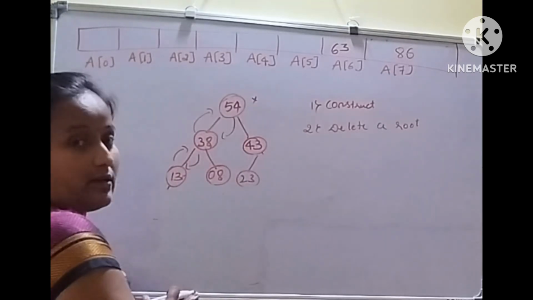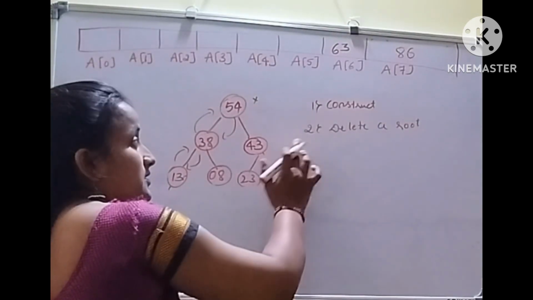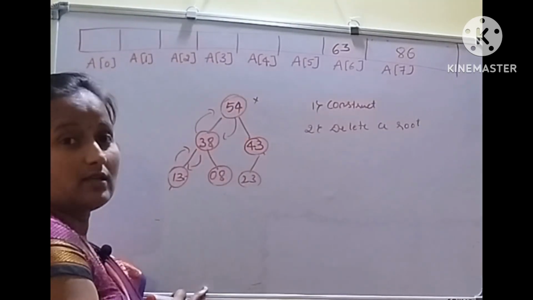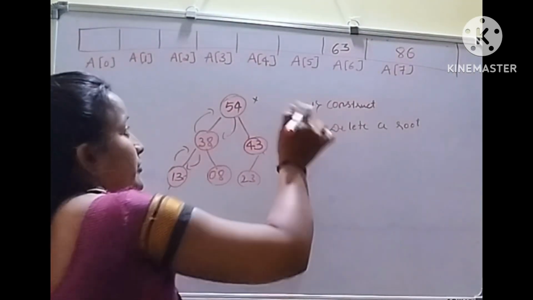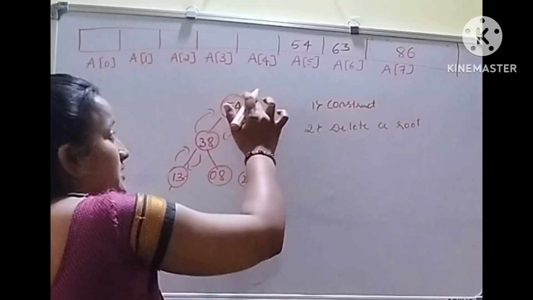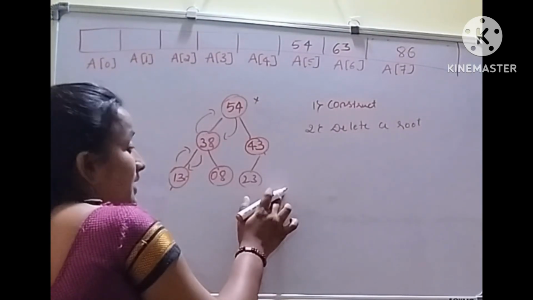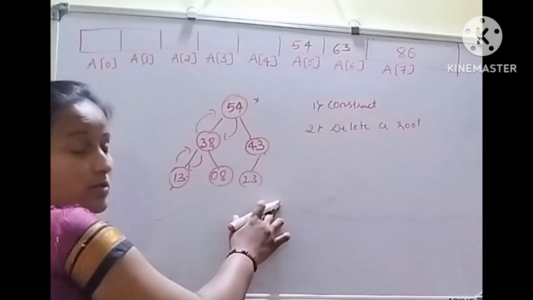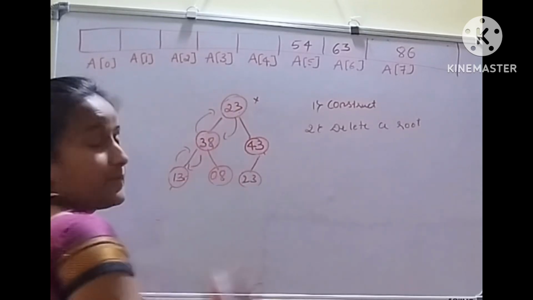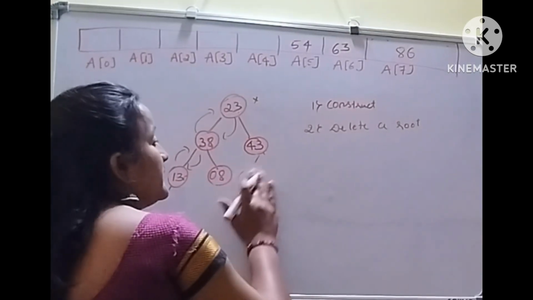We have constructed the tree now. After constructing the tree, what do we have to do? Delete the root node. Which is the root node now again? That is 54. We are just deleting the root node, replacing it with the last node of this heap, 23. So 23 will be replaced here. This node will be deleted.